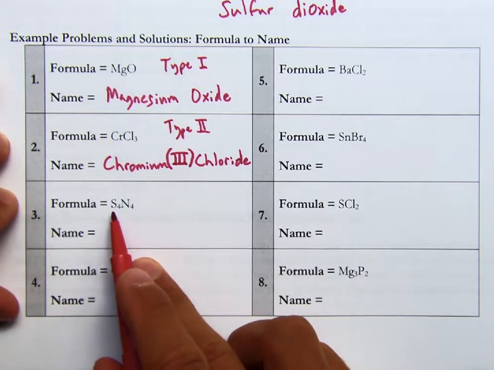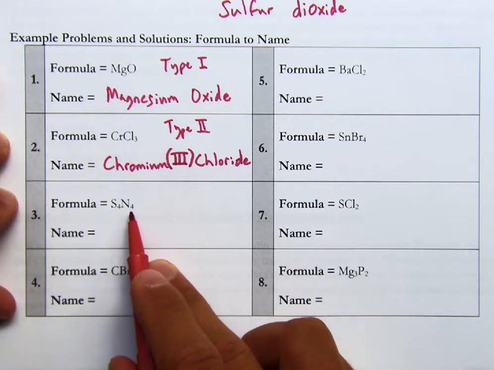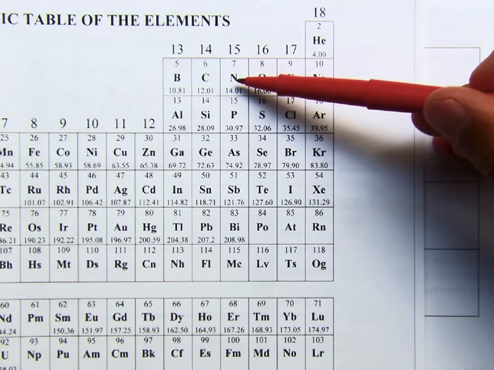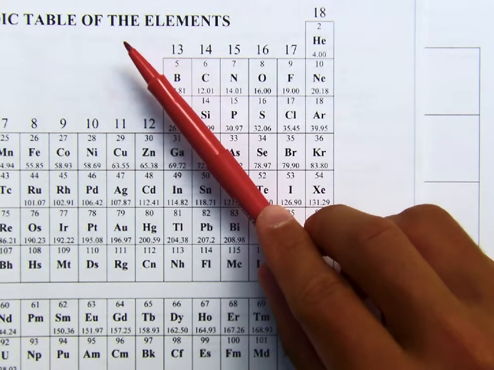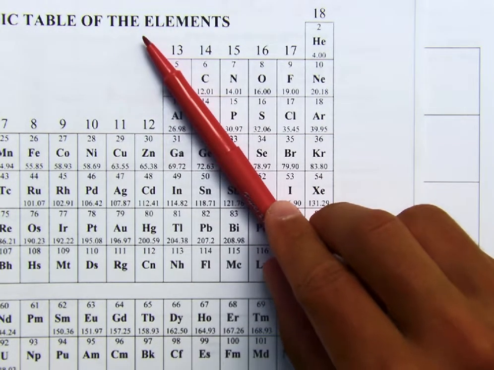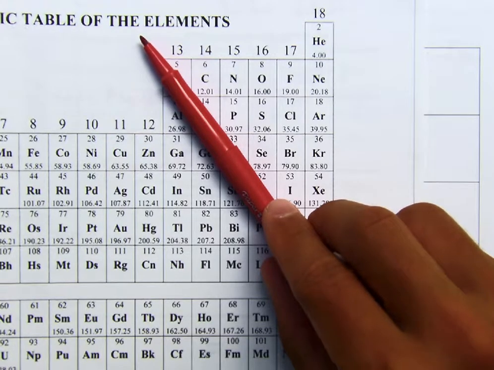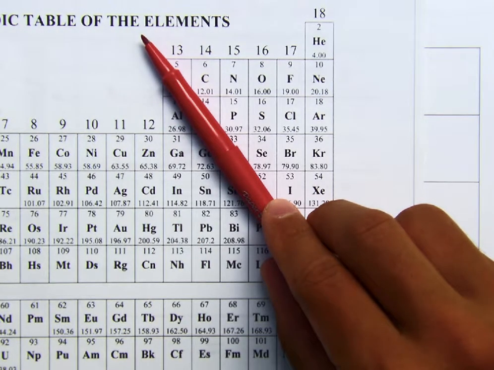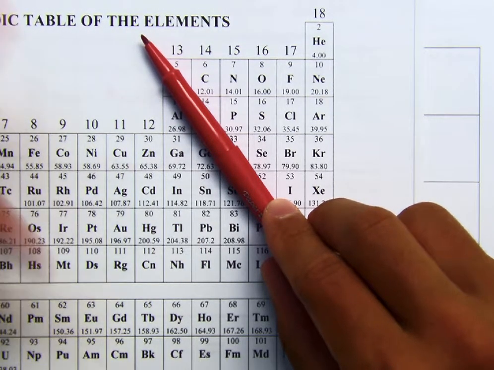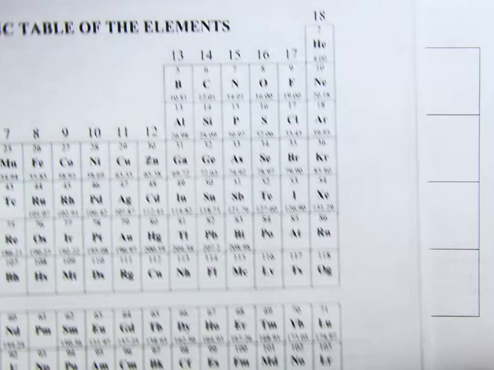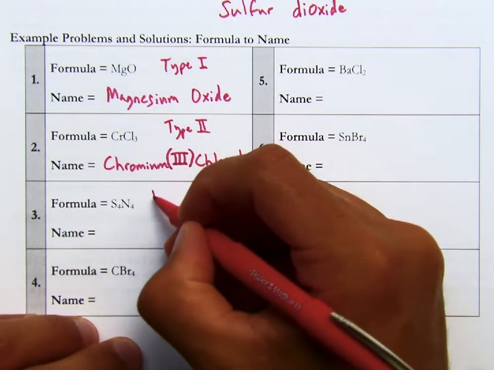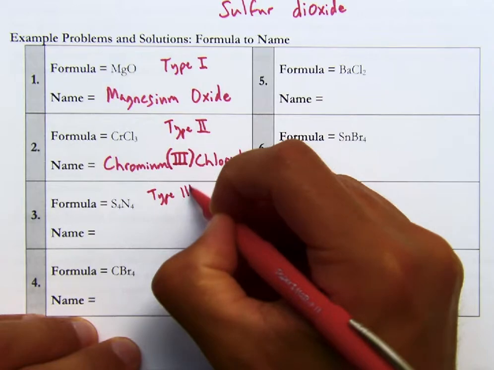We have sulfur, and then we have nitrogen. Looking on the periodic table, sulfur is right here. That's a nonmetal. And nitrogen's right here. It's also a nonmetal. This is kind of the separating line between metals and nonmetals. If the element's along the line, it's probably a metalloid, which has properties of both. But these are definitely nonmetals. So we have 2 nonmetals. If it's all nonmetals, that means it's type 3.